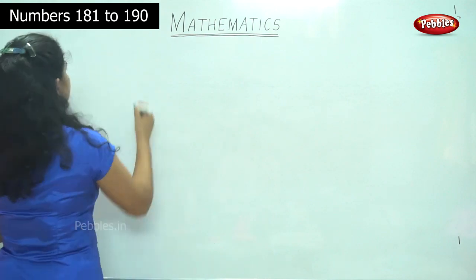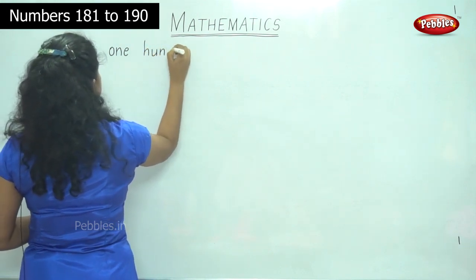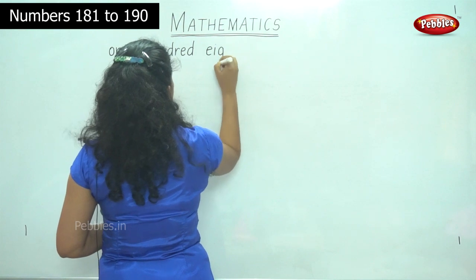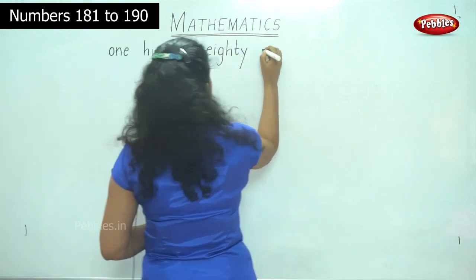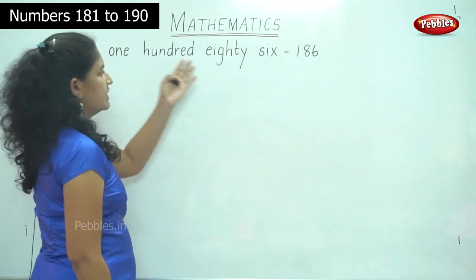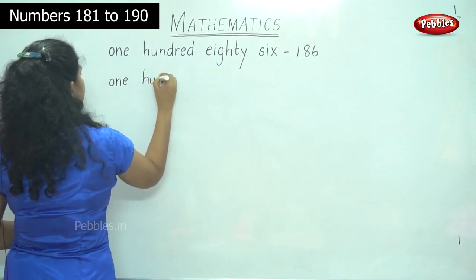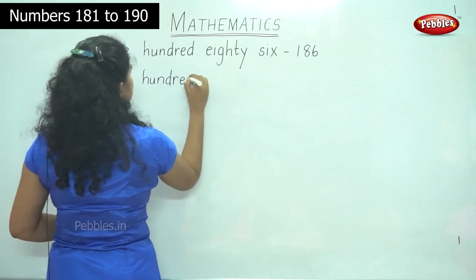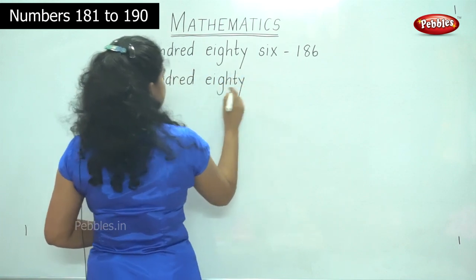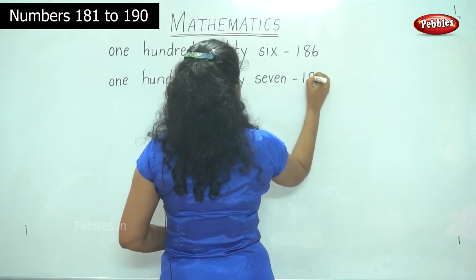So the next 5 numbers: O-N-E, 1, H-U-N-D-R-E-D, 100, E-I-G-H-T-Y, 80, S-I-X, 6. 186. Then O-N-E, 1, H-U-N-D-R-E-D, 100, E-I-G-H-T-Y, 80, S-E-V-E-N, 7. 187.